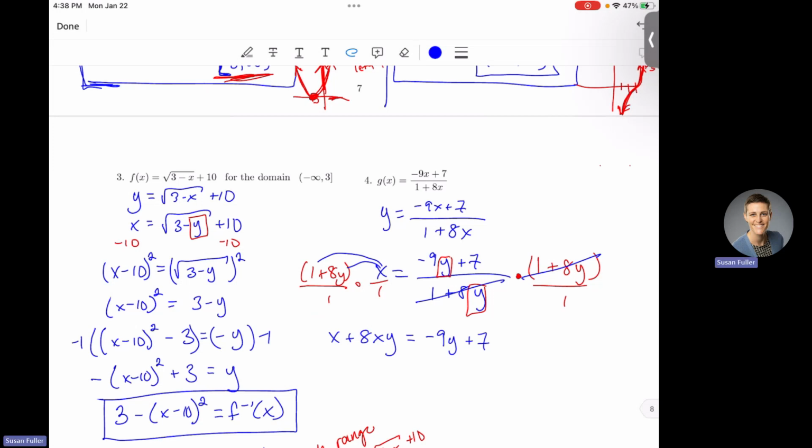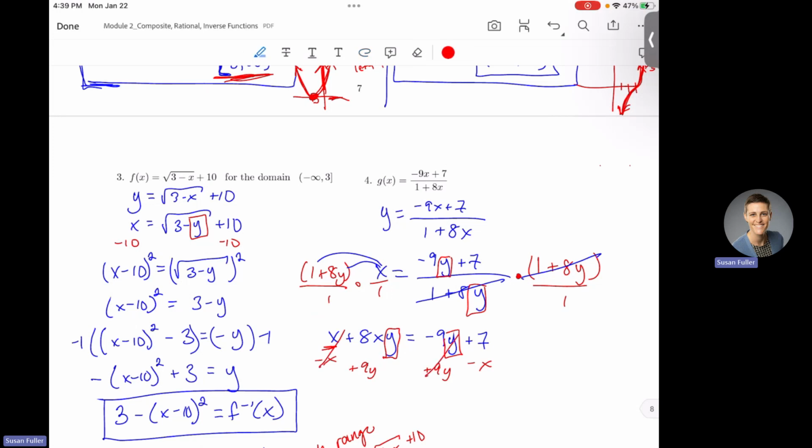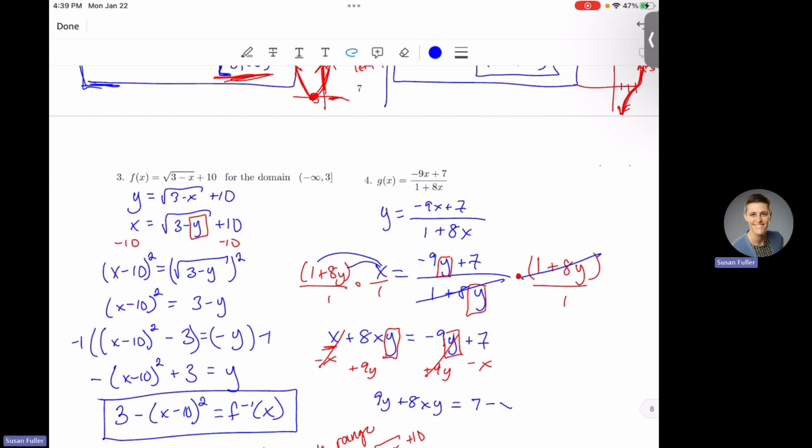All right, so now I still need to solve for y. I've got a y over here, but I also have a y over here. So to solve for y, I'm going to put anything with a y on one side, anything without a y on the other. I'm going to put my y's on the left, so I'll add that 9y to both sides. And then anything without a y, like this x right here, also needs to move to the opposite side. So those cancel, and I am left with 9y plus 8xy equals 7 minus x.